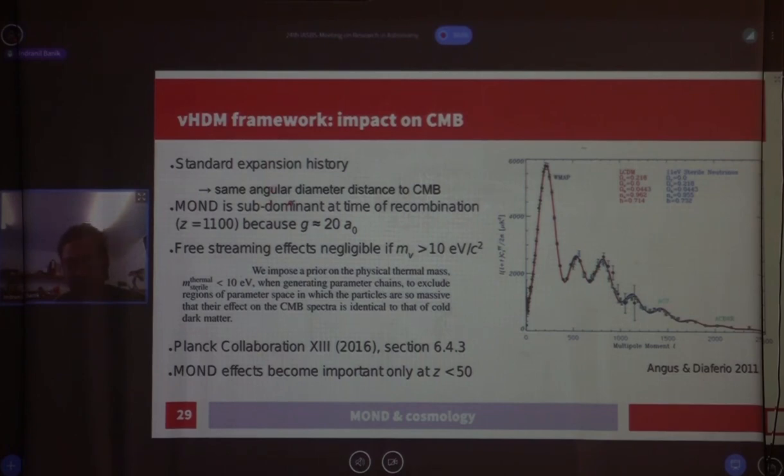This cosmic background radiation is at the same angular diameter distance as in lambda CDM. The important thing to understand is MOND is not very important then, because the gravitational fields are typically about 20 times A0. So not only is MOND unimportant, but the fact that you have sterile neutrinos instead of cold dark matter is also unimportant. The reason is the CMB is only sensitive to observations on fairly large scales compared to individual galaxies. And whether you have cold or hot dark matter tells you whether the dark matter is capable of clustering on galaxy scales or not.